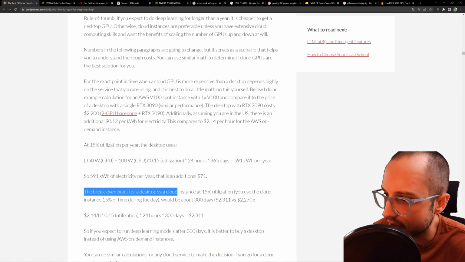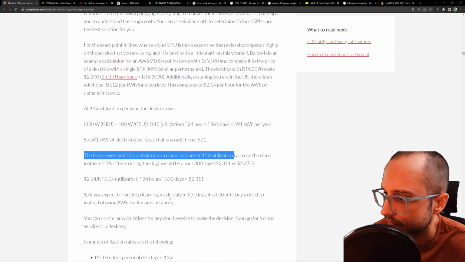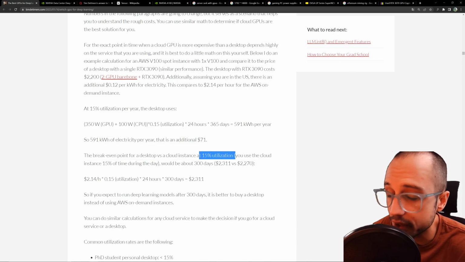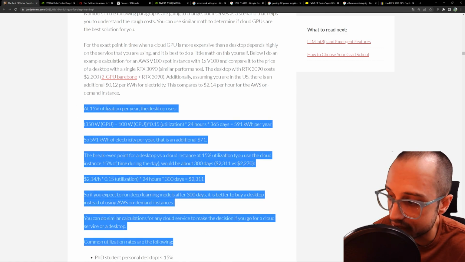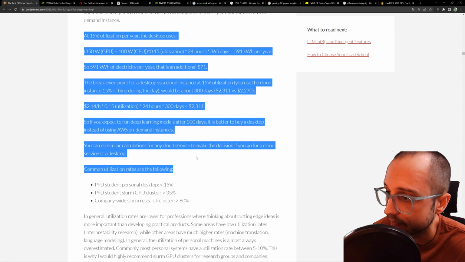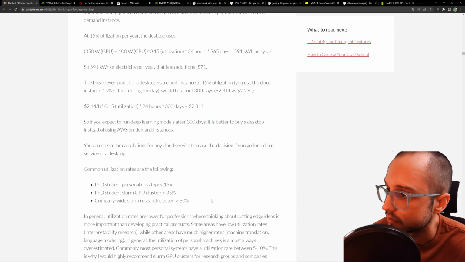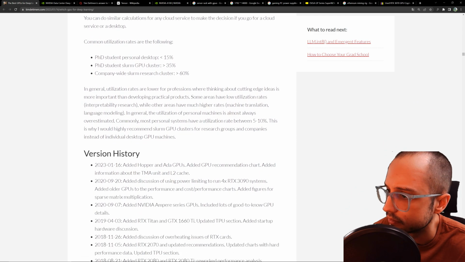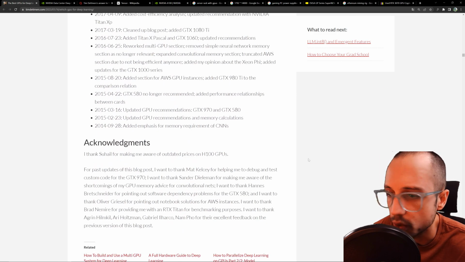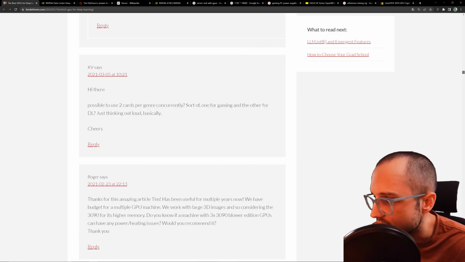The break-even point for a desktop versus a cloud instance is 15% utilization. So if you use your GPU more than 15% of all the hours in the day, then it's potentially worth making your own 3090. But this doesn't factor in the cost in time of building your own computer. Cool. So that's the end of this.